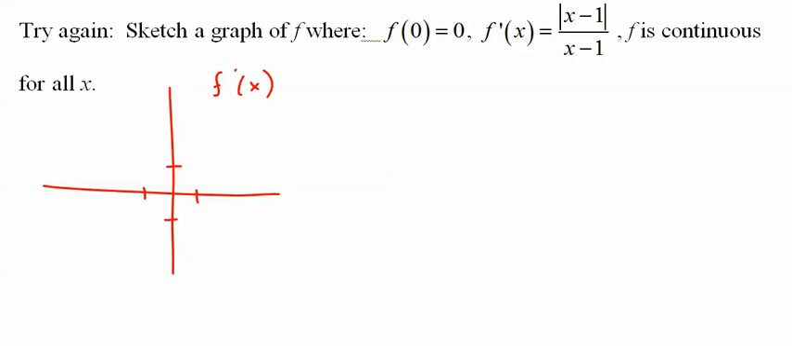So let's think for a minute. We put in 2, get a positive value out. So yeah, it'll always be 1. Put in 0, you get 1 on top and negative 1 on the bottom. So it'll always be negative.